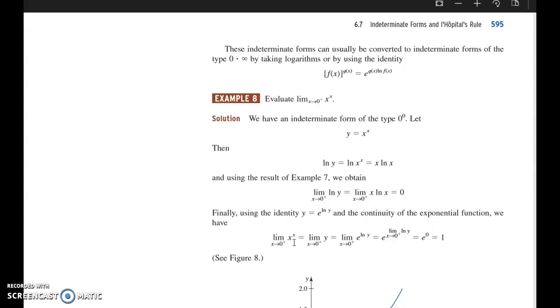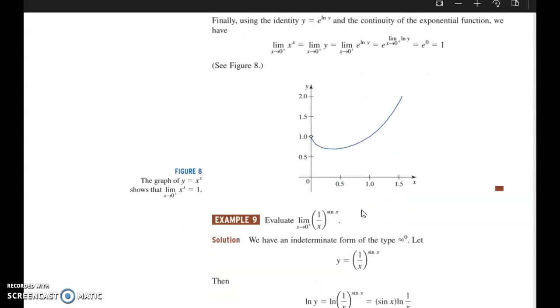Then what will be the limit of y? The limit of y is equal to e raised to 0. If y equal to x raised to x, log y equals log of x raised to x, that is y equal to e raised to log y, that is e raised to the limit of log y, which is equal to e raised to 0, which is equal to 1. So the limit is 1 here.